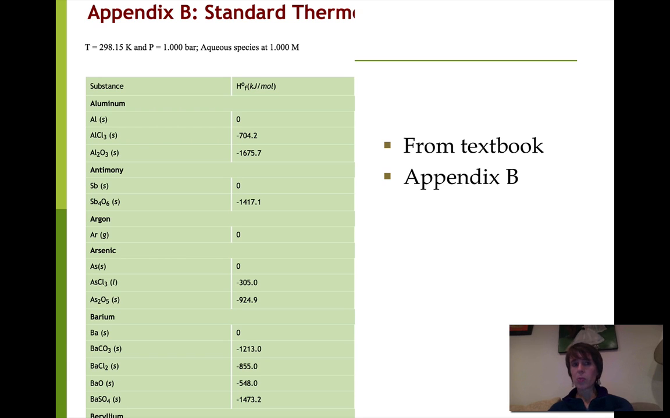This slide is not in your notes, but this appendix is from the textbook. If you scroll all the way down to the bottom of the listings of chapters, 1 through 20 or whatever there is, you'll see a link for Appendix B. And this is where you can find some of these values. You'll notice that there are all sorts of compounds listed in here involving all sorts of different elements, and you can look up the enthalpy of formation for any of these compounds.